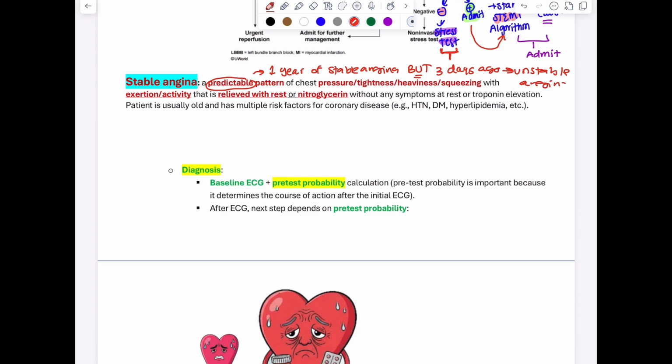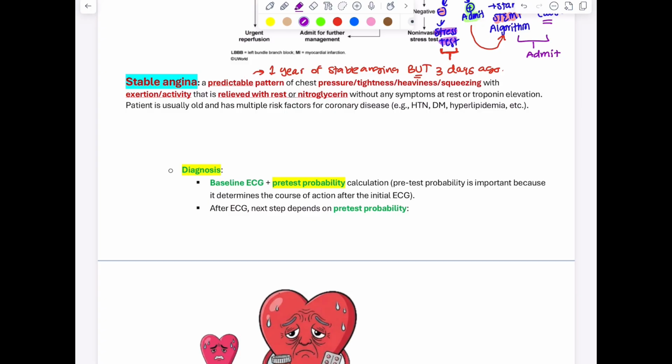Okay, so the point is, be very careful with the words, be very careful of how they present it, because how you treat stable angina is very, very different from how you treat unstable angina. We treat unstable angina like we treat an MI, and stable angina is going to be more long-term medications. So this is just to reiterate the importance of being careful with the description. Pay attention to every detail of how they describe the symptom.